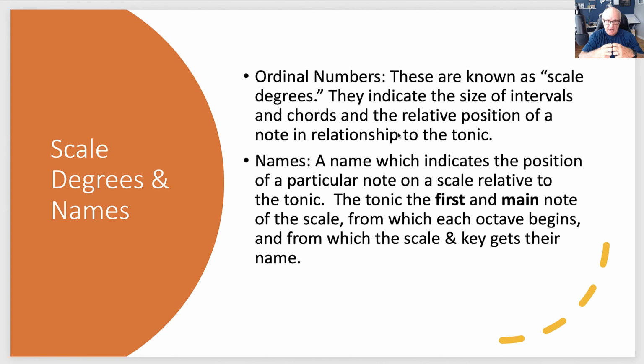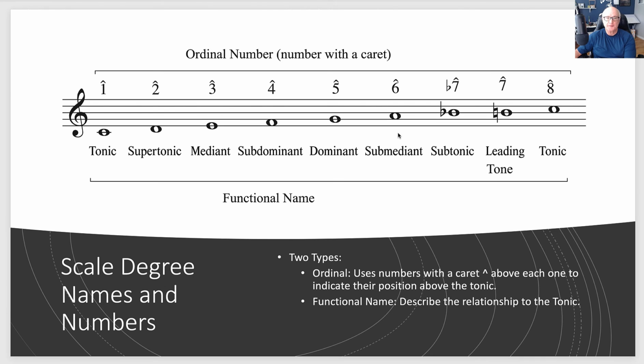So the name indicates the position of a particular note on a scale relative to the starting note, which is known as the tonic. It's where we get tonality from. The tonic is the first and main note of the scale from which each octave begins, and from the scale, keys get their names. So that's what we have these names for. And the names are like this: tonic, supertonic, mediant, subdominant, dominant, submediant, subtonic, leading tone, and tonic.